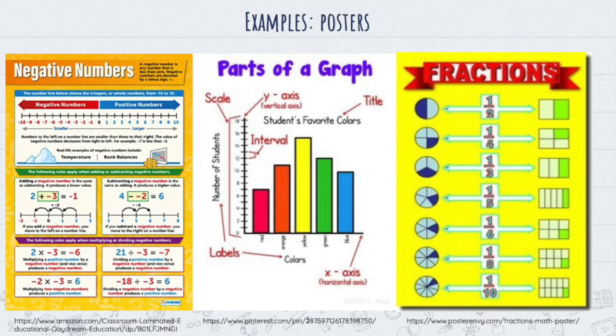These are examples of posters that can be hung in the classroom to teach a variety of different mathematical topics. The first one shows how to use number lines for negative numbers. The second poster shows the parts of a graph, which includes the axes, the title, the interval, scale, labels, and the actual data itself. And the last poster shows fractions represented in 3 different forms.